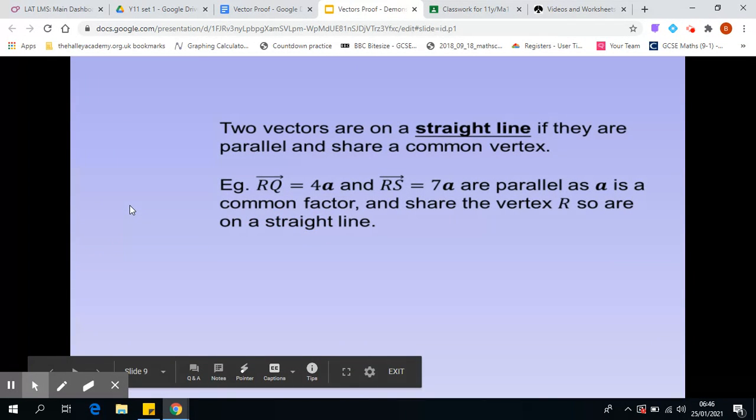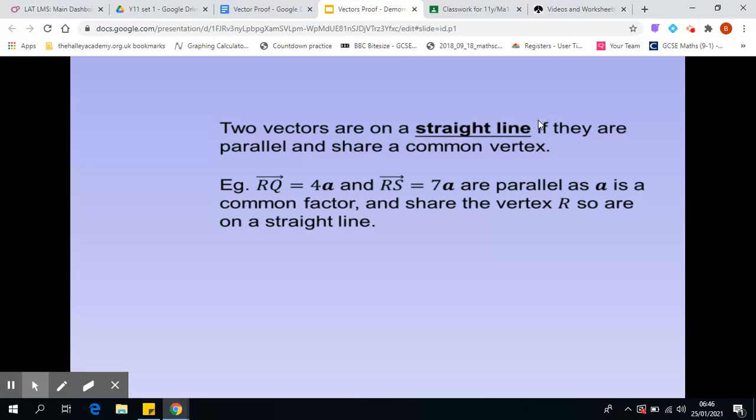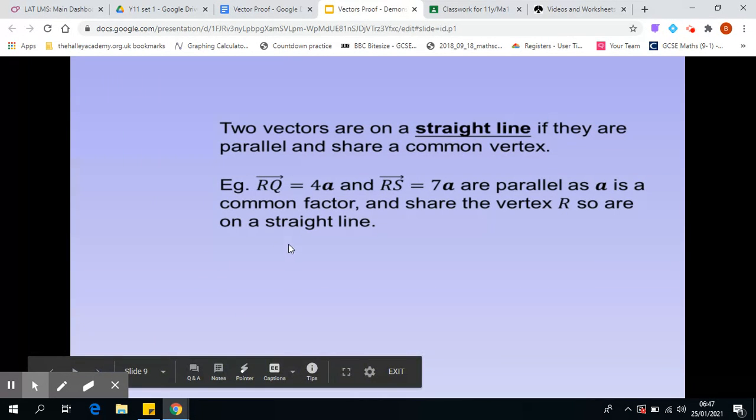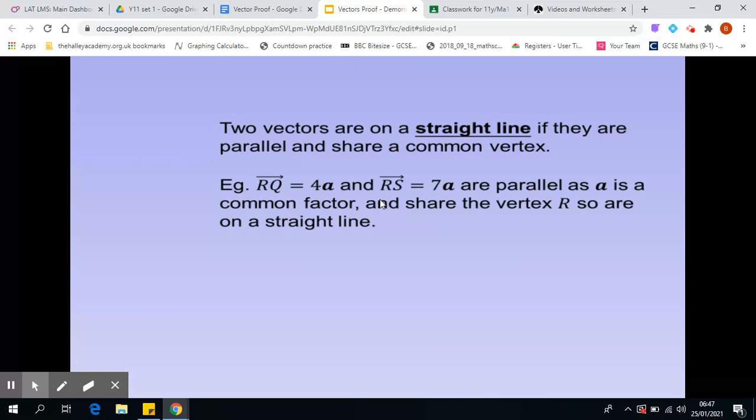Also, two vectors are on a straight line if they are parallel and share a common vertex. For example, RQ is 4a and RS is 7a. They are parallel as a is a common factor, and they share a common vertex R, so they are on a straight line. So QRS would be on a straight line.